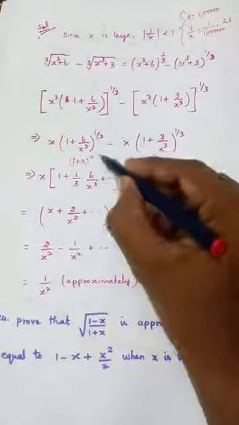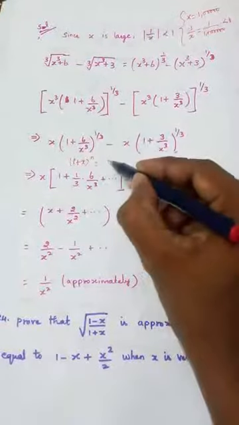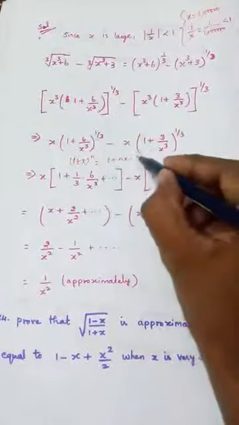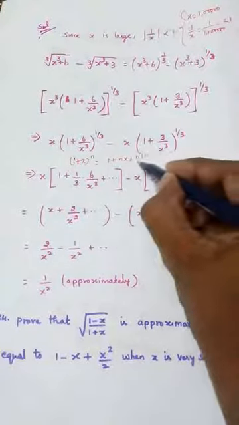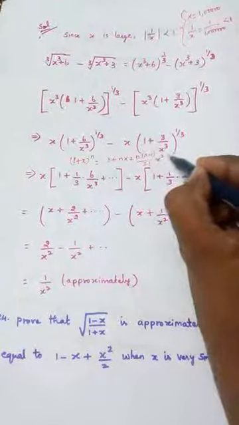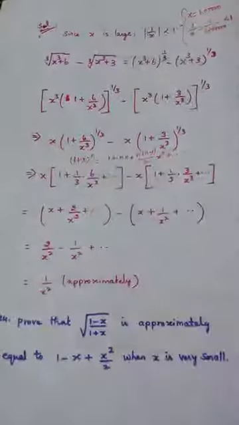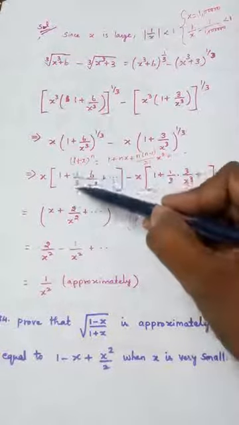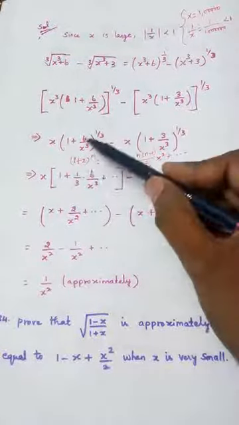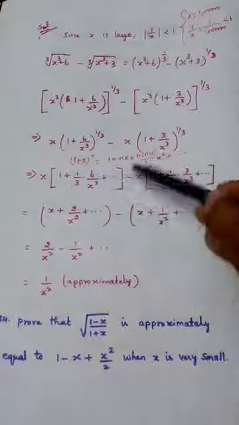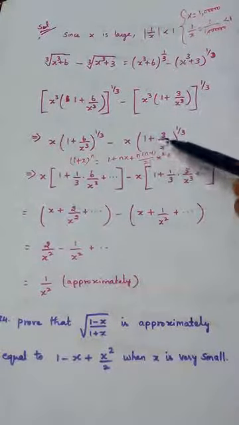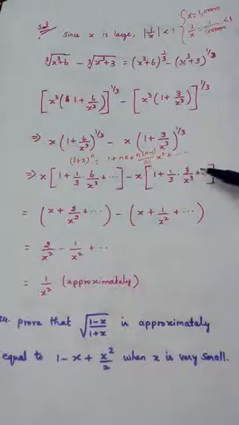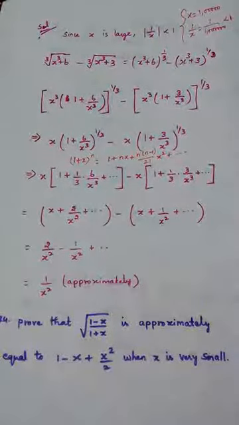Since plus and plus, every term is positive, so 1 plus nx plus, since the power is positive, n into n minus 1 by 2 factorial x square plus etc. This is the formula. According to that formula we are applying this: 1 plus, this is n because n is 1 by 3, x is 6 by x cube plus etc. Minus x into the same formula, 1 plus x whole power n, 1 plus nx plus etc.